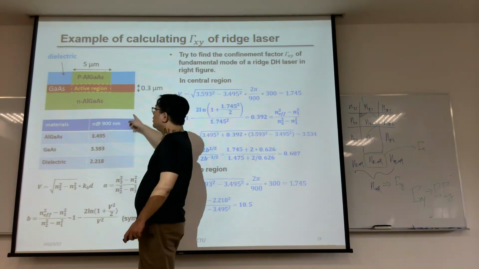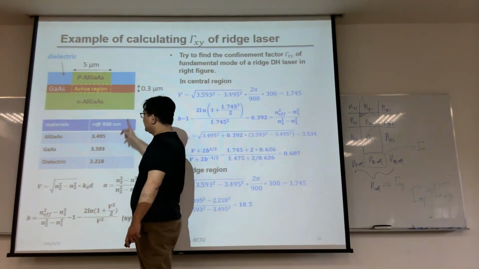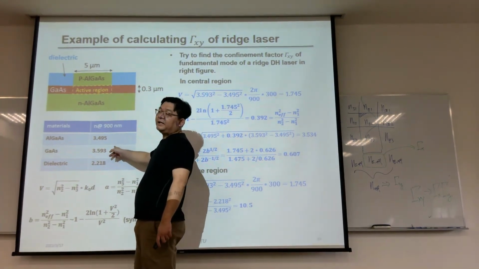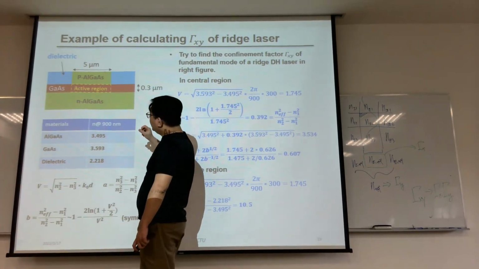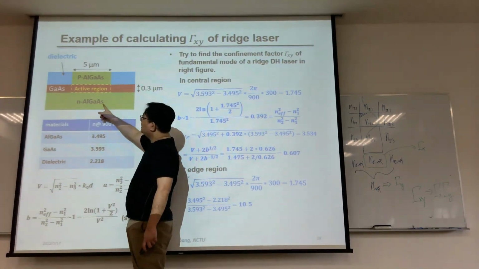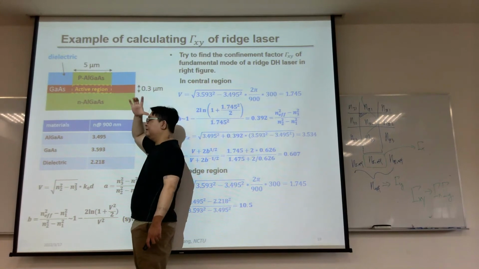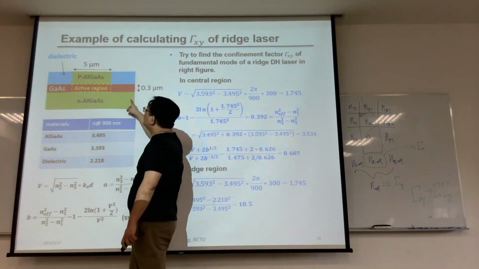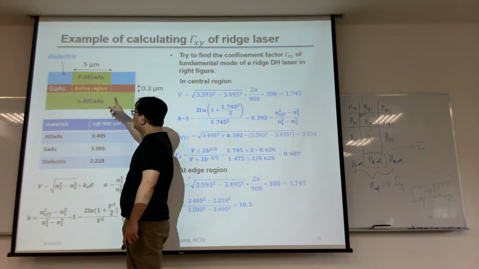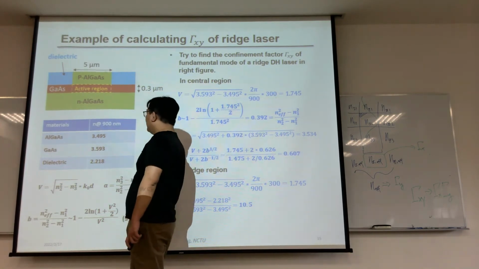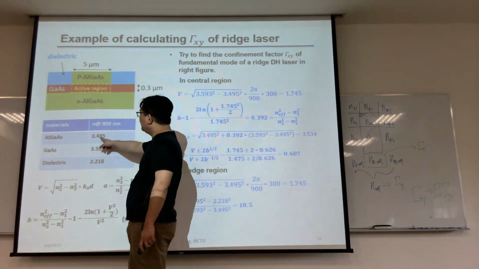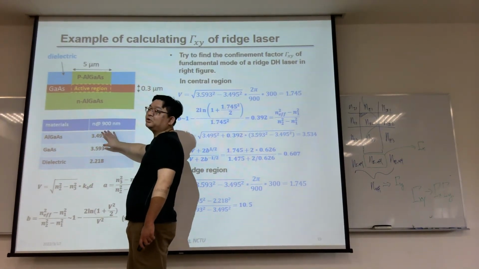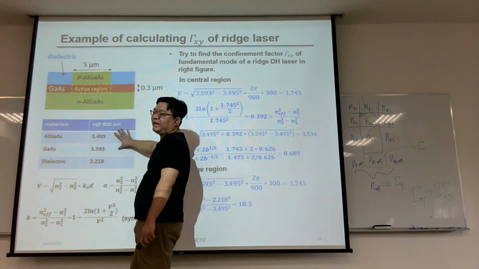Alright, so for gallium arsenide at such a wavelength, it is 3.593. And the refractive index of the InGaAs and at both sides are all 3.495. It should be lower, or you cannot form a waveguide.